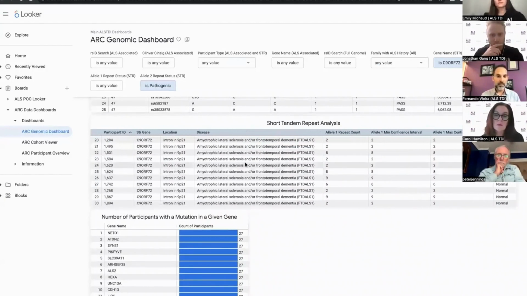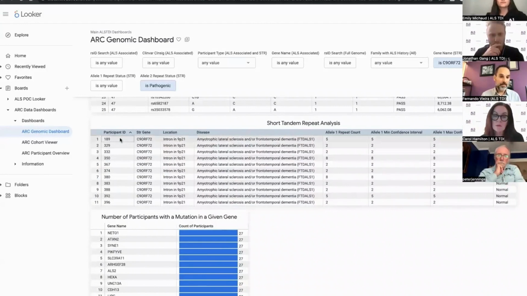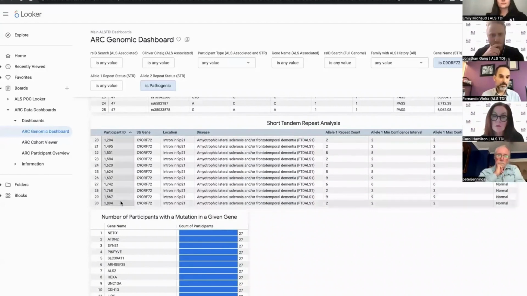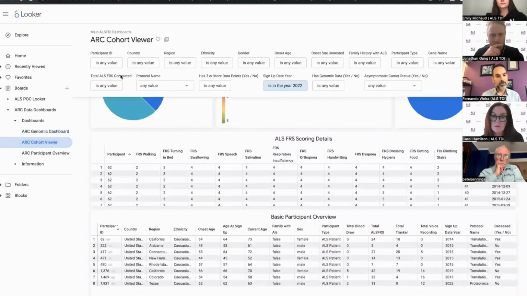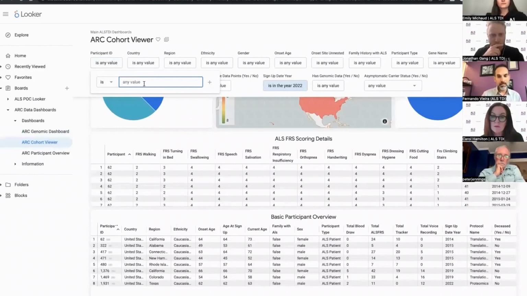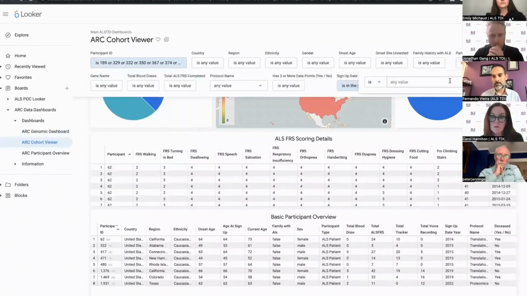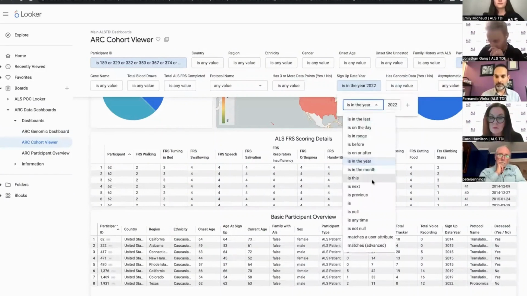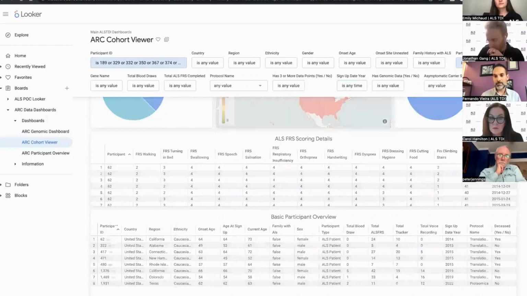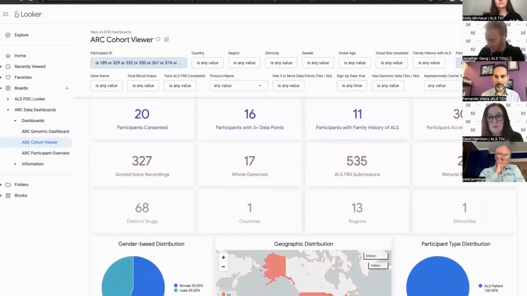If I wanted to then look at this sub-cohort of folks, I again copy their IDs, go back to the cohort viewer, paste these in, set it again to ALS patient, make sure that the sign up is any year, and update. And now we have our new cohort.